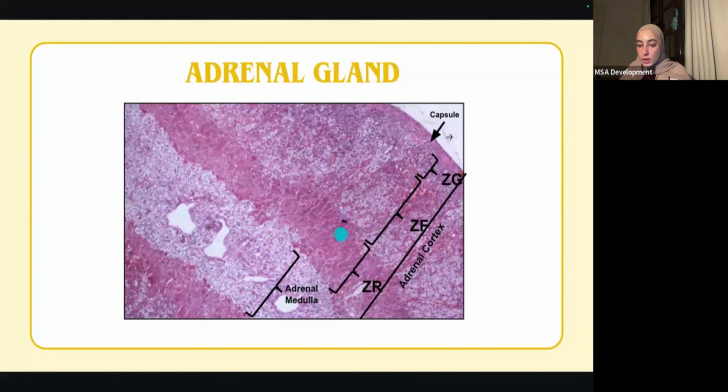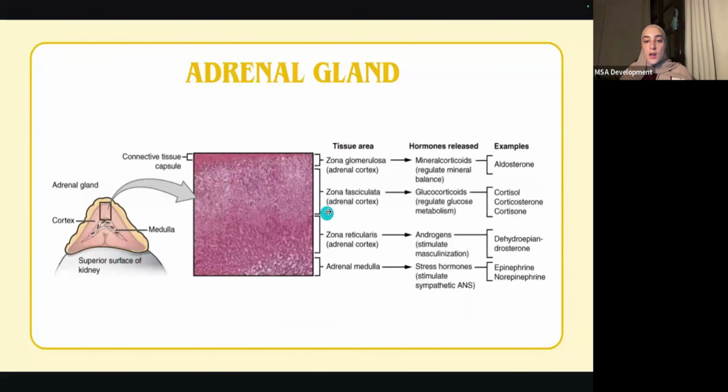And as you can see, they look different. They don't all look the same, but it's easy to differentiate them when you zoom in. Why is it important? Why do we have these three structures? Because they all release different hormones.